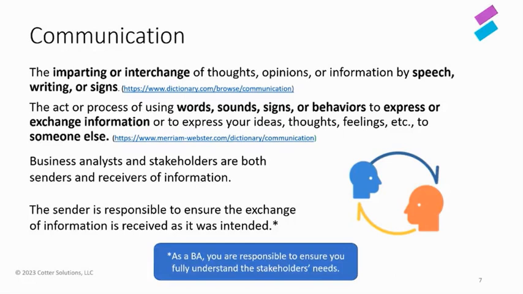So I picked a couple of these out because, again, they had similar information, so there's some consistency. Communication is imparting or the interchange of thoughts, opinions, and information through the modes of speech, writing, or signs. Or the Merriam-Webster one: words that incorporate sounds and behaviors and expressions.